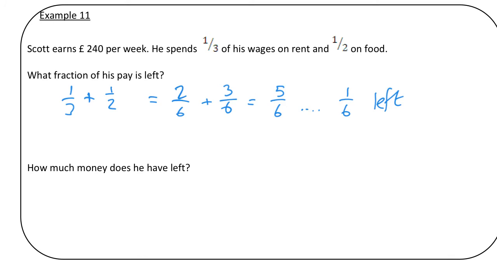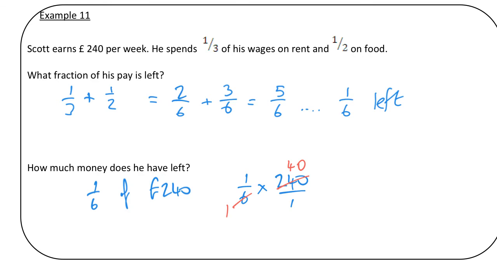Now, how much money does he have left? So what we need to work out for that is a sixth of £240. The word "of" means multiply, so it's a sixth multiplied by 240, which we need to put over 1. And then we see where we can cancel. And the 6 and the 240 are both divisible by 6. So 6 divided by 6 is 1. 240 divided by 6, well, 24 divided by 6 is 4. And then we put in the 0.